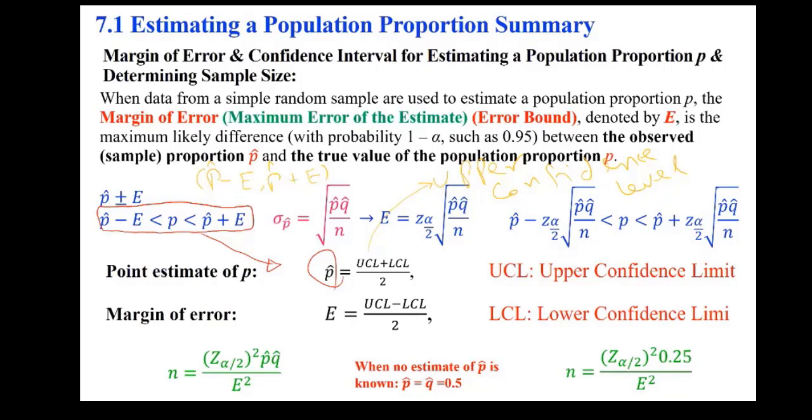And at the bottom, we calculate the n. We will discuss that further in a moment, as to how n is calculated and where P hat and Q hat are given or they are missing. So this is the synopsis of that. So n is Z alpha over 2 to the second power, P hat Q hat over E squared. If P hat is missing, then you assume P hat and Q hat are equal, and they are equal to 0.5, and that gives you a more conservative estimate. So this is the synopsis.